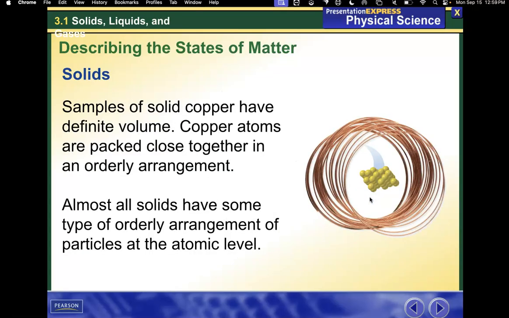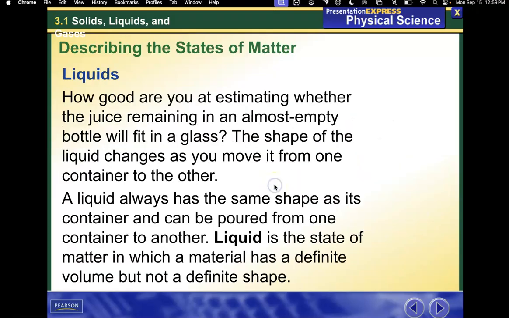Samples of solid copper have definite volume. Copper atoms are packed close together in an orderly arrangement. Almost all solids have some type of orderly arrangement of particles at the atomic level.